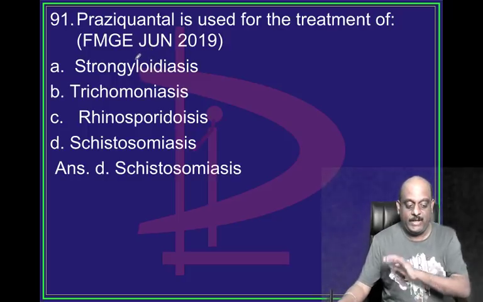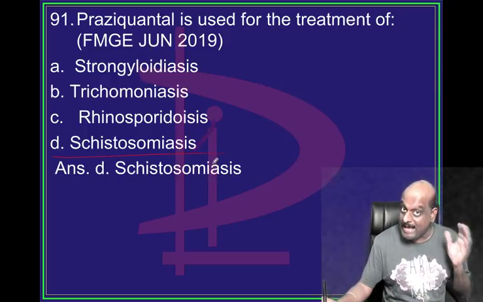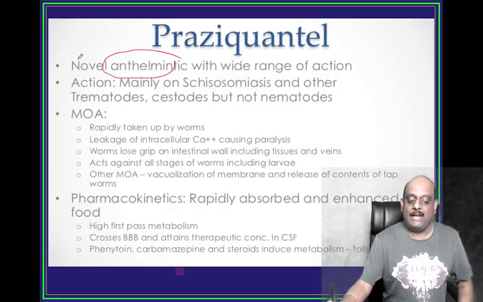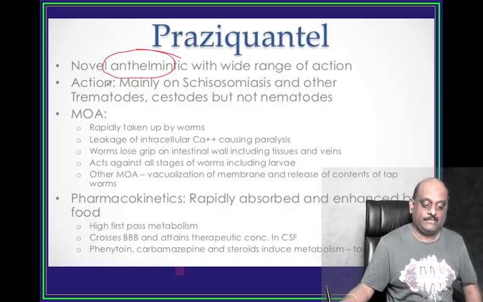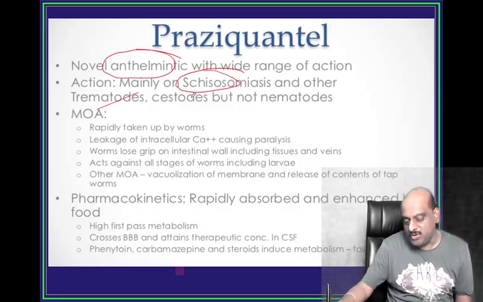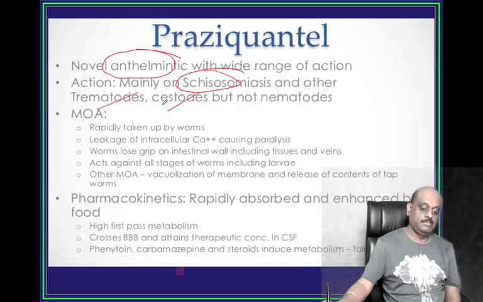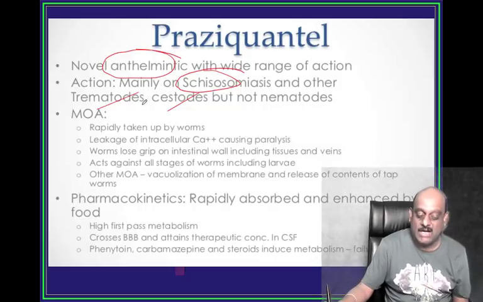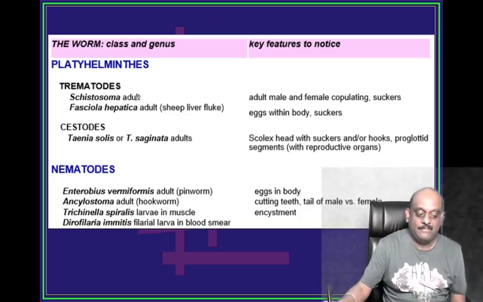Praziquantel, where do we use? We use it in schistosomiasis. It is a novel antihelminthic, mainly for schistosomiasis or any trematode, cestode, but not nematode. Biology ka zara lesson bolo. What is called trematode, what is cestode, what is nematode?